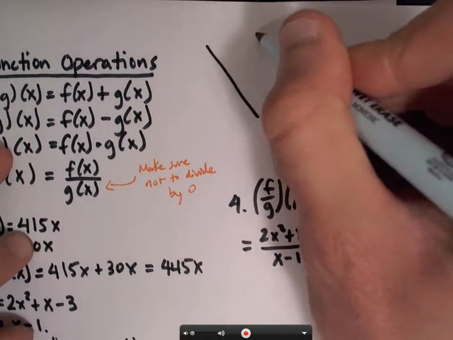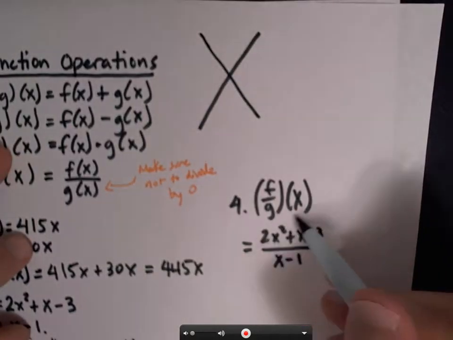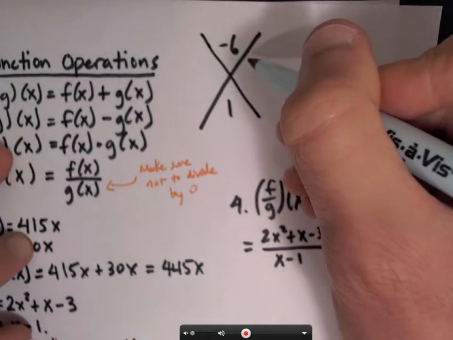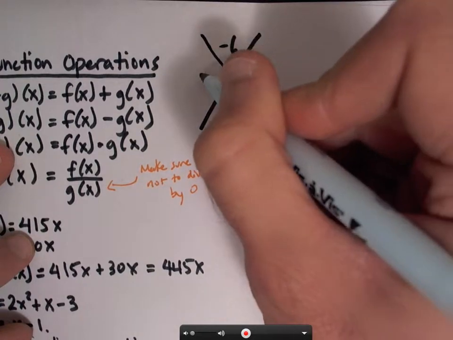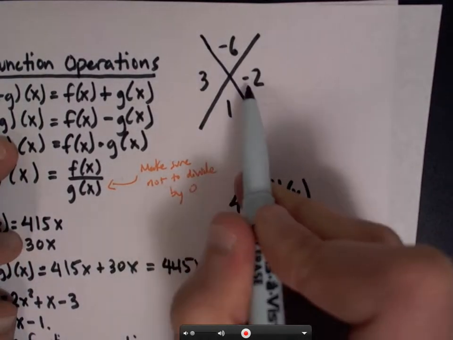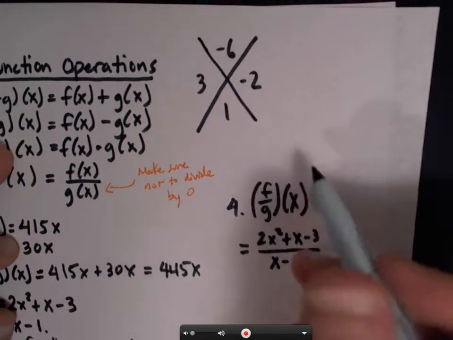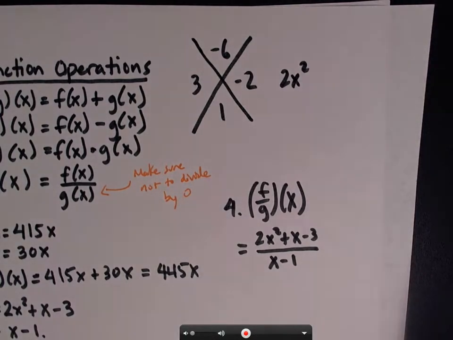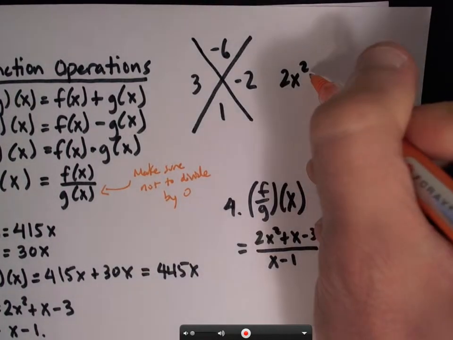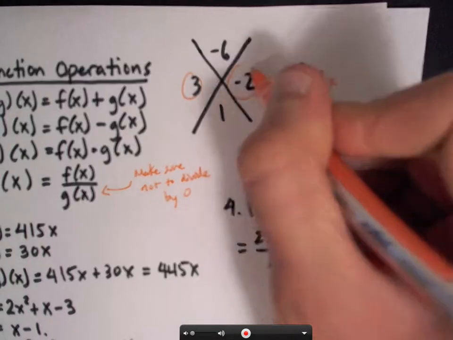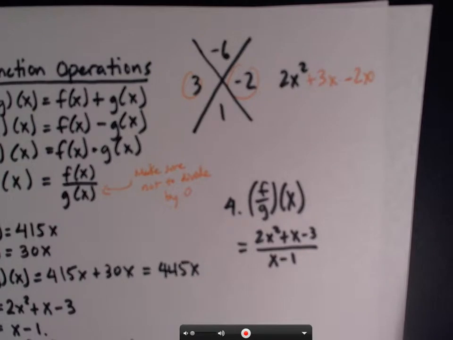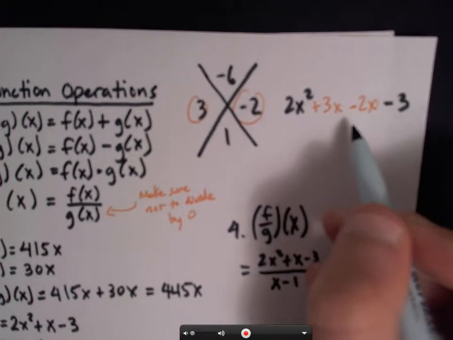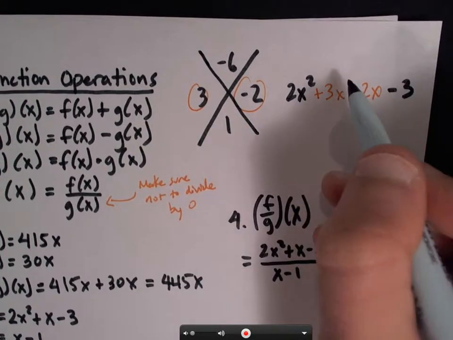So I'm going to do this by grouping method. So a times c is negative 6. Our b is 1. So I'm going to find two numbers that multiply to negative 6 and add up to 1. So let's try 3 and negative 2. That multiplies and that adds. Since a is not 1, we're going to rewrite it. So 2x squared, I'm going to use these two middle numbers here. So 2x squared plus 3x minus 2x and minus 3. Okay, we do that. Split it.